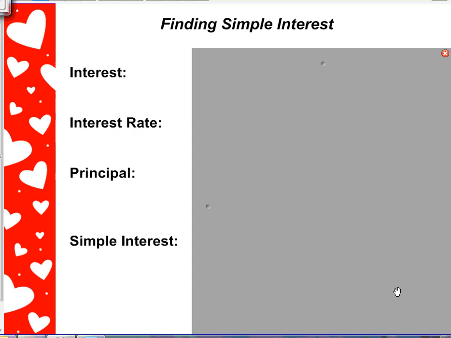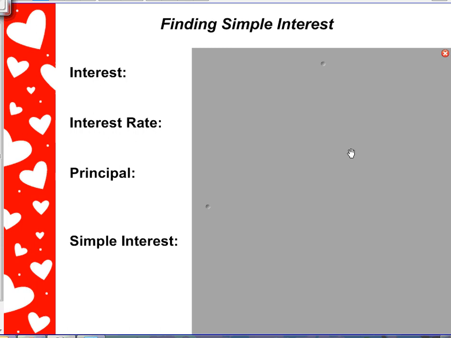All right, so today we are going to be talking about something called simple interest. Simple interest is yet another important piece of information to know for your real life application, because it's very important for you to know what simple interest is as you move into the real world and become adults.